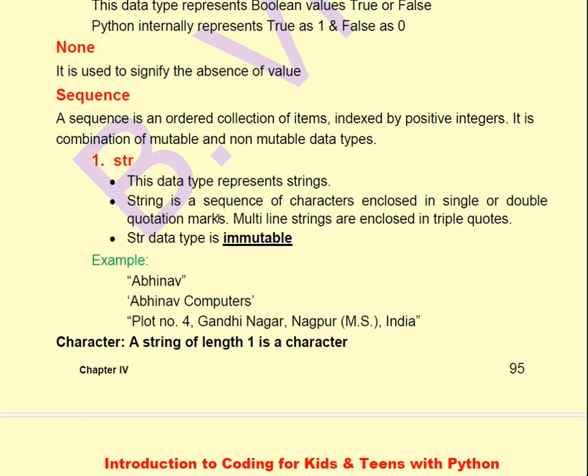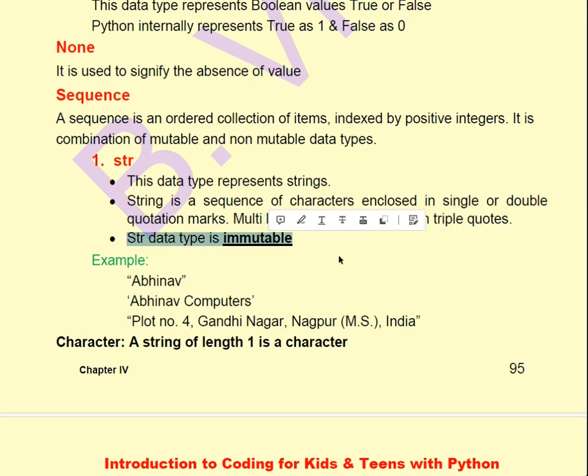Then we have sequence. Sequence is an ordered collection of items indexed by positive integers. It is a combination of mutable and immutable data types. Means some of them can be changed, some of them cannot be changed. Examples are str. This data type represents strings. A string is a sequence of characters enclosed in single or double quotation marks. Multi-line strings are enclosed in triple quotation marks.